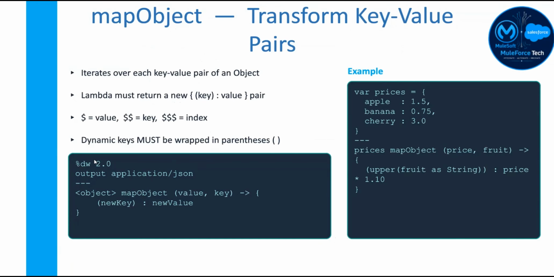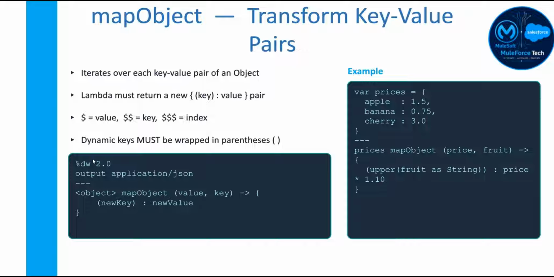Next we go to mapObject. While map works on arrays, similarly, mapObject works on objects. The curly braces denote the key value pairs structure, and it loops through every key value pair and lets you transform both the key and the value. In our example, we have an object like fruit prices, and we use mapObject to change every fruit name key to uppercase and increase the price by 10%.